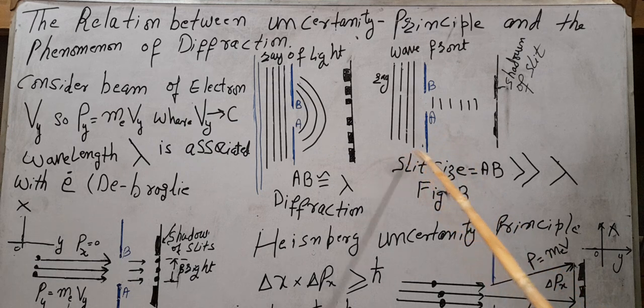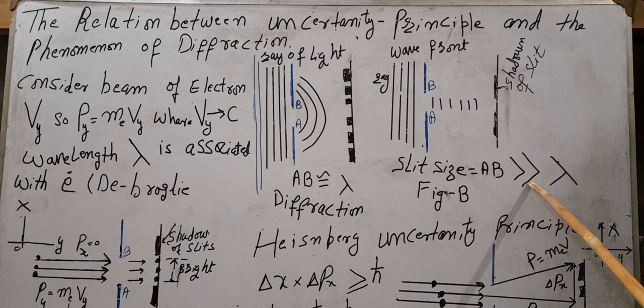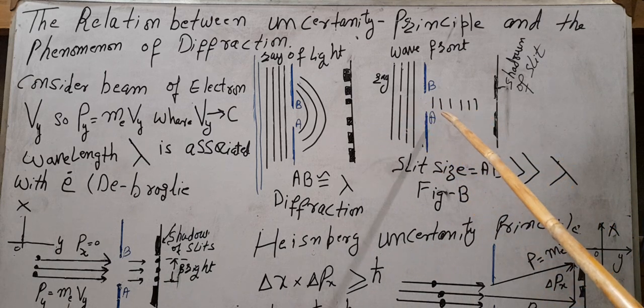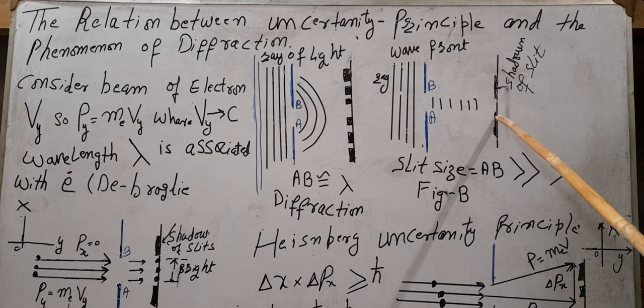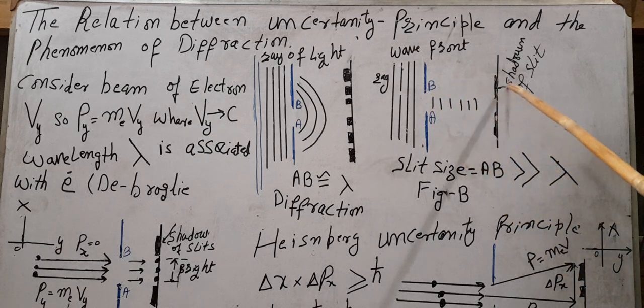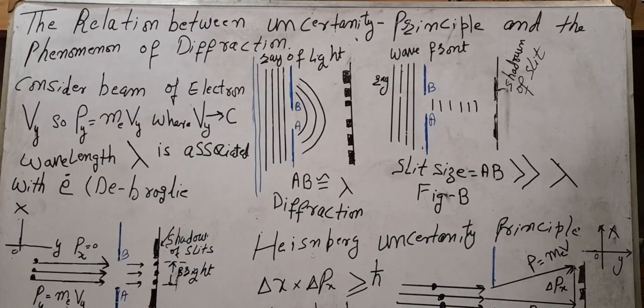The size of the slit or opening of the slit AB is very much greater than the wavelength of the light which is being used. Lambda is the wavelength of the light. In this case, the rays of light will fall here, and we will get the shadow of the slit AB here. It's a shadow of the slit. It's the normal case which we usually come across in our daily life.